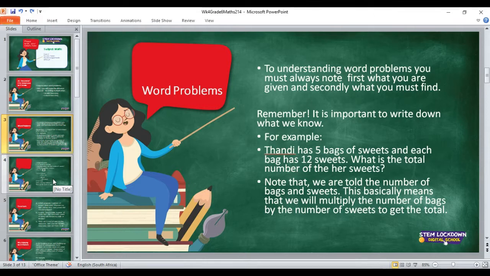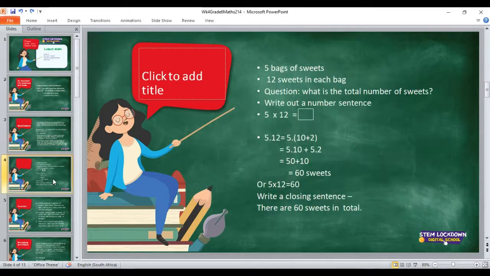Here is an example from the information that we're given. With word sums, you first write 5 bags, with 12 sweets in each bag. Now you write the question: what is the total number of sweets? Firstly, write out a number sentence.